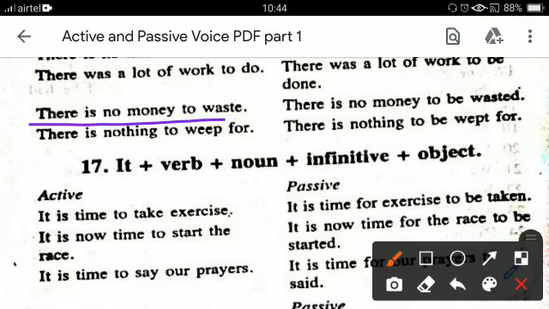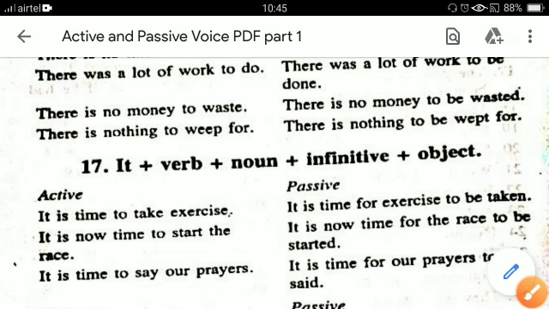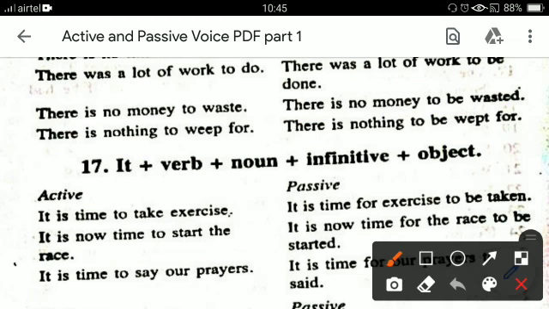There is no money to waste, there is no money to be wasted. There is nothing to weep for, there is nothing to be wept for. If you practice it orally, it will just stick in your mind. Otherwise, if you mug it up, you will forget it after a few days. So just keep revising it orally. It is very beneficial, because all the rules can't be mugged up, can't be done by heart.